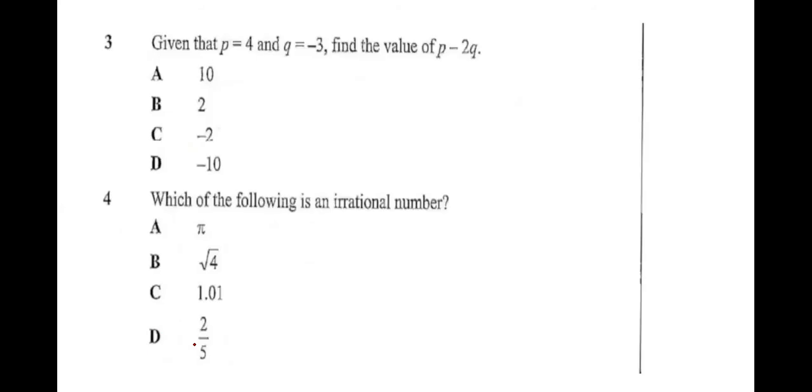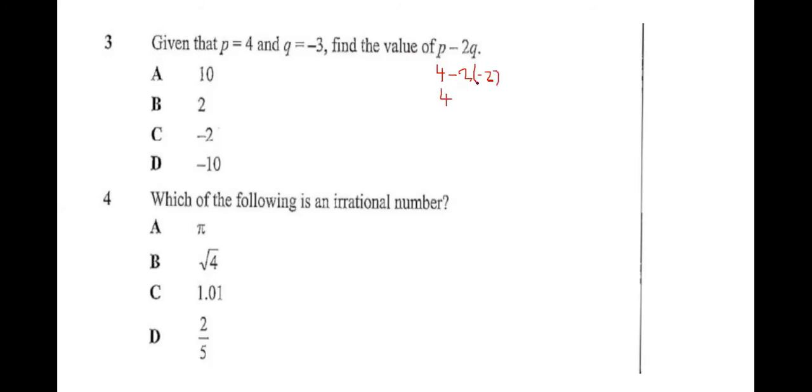Right? Given that P is equal to 4 and Q is equal to negative 3, find the value of P minus 2Q. So this is a substitution. You simply substitute. Since they've told you that P is equal to 4, meaning where there is P, we are putting a 4. Okay. Then Q is equal to negative 3. So this one will say minus 2. Then where there is Q here, we are putting a negative 3. Okay.